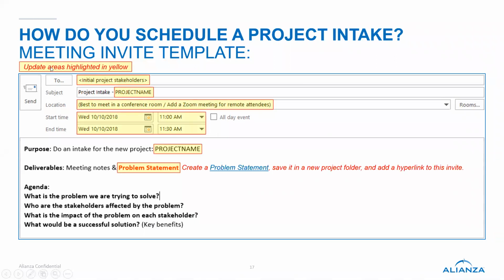And it's important to update all the areas in yellow to be whatever is specific for yours, including create a problem statement, save it in the new project folder, and add a hyperlink to this invite so that you have it already ready for the meeting. That's project intakes that you would go through.